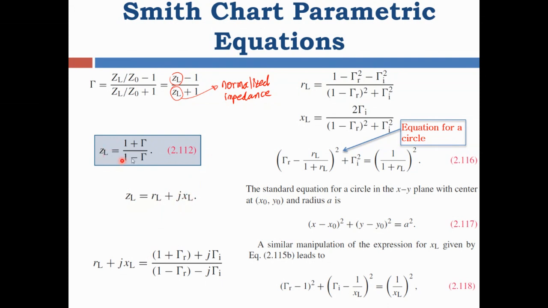So we go back to equation 2.112. This is the identical equation number in your textbook. We just replace this by this, and then gamma by the real part plus the imaginary part. So this is z sub L normalized, equal to 1 plus the real part of gamma plus j times the imaginary part, over 1 minus the real part of gamma minus j times the imaginary part.